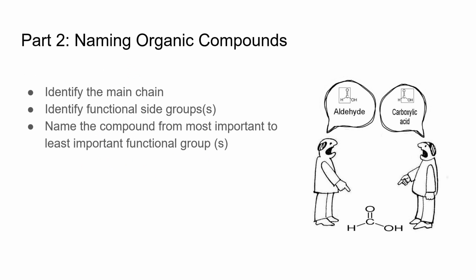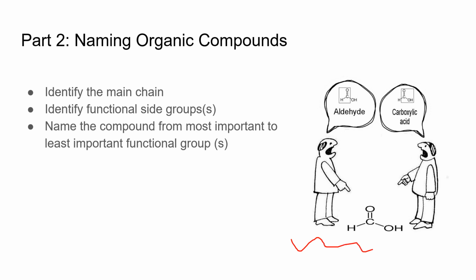Next, let's take a look at how to name organic compounds. When naming organic compounds, we always have to identify the main chain first, then identify the functional side groups, which is our side chain, and then name the compound from the most important to the least important functional group.